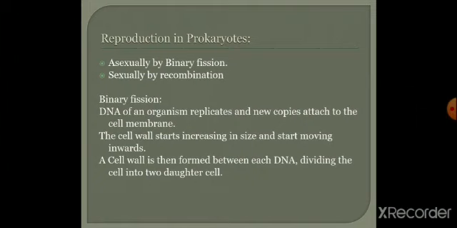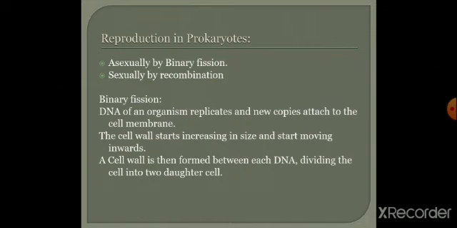Next we shall discuss the reproduction in prokaryotes. The prokaryotes undergo two types of reproduction. One is sexual reproduction, another one is asexual reproduction. First, let's see the asexual reproduction. Asexual reproduction is by means of binary fission. Let's see what is binary fission.